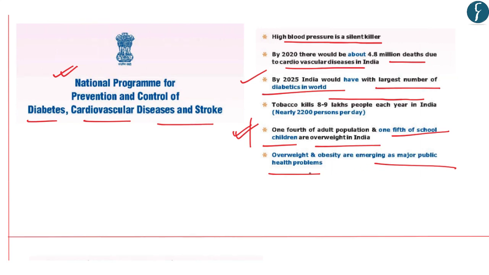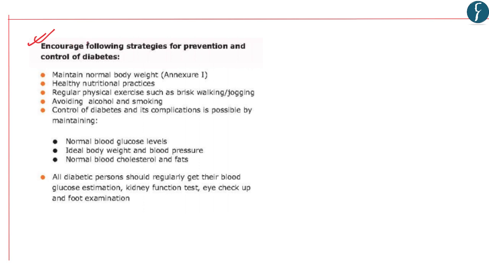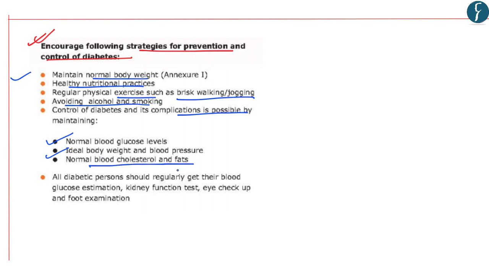public health problem. So, in this aspect, the national program encourages the following strategies for prevention and control of diabetes. They are: maintain normal body weight, follow healthy nutritional practices, regular physical exercise such as brisk walking, jogging, etc., avoiding alcohol and smoking. Control of diabetes and its complications is possible by maintaining normal blood glucose levels, ideal body weight and blood pressure, and normal blood cholesterol and fats.